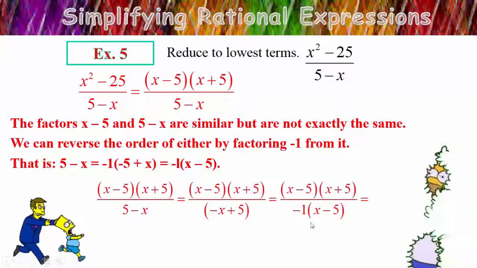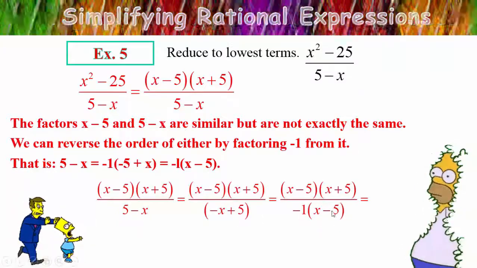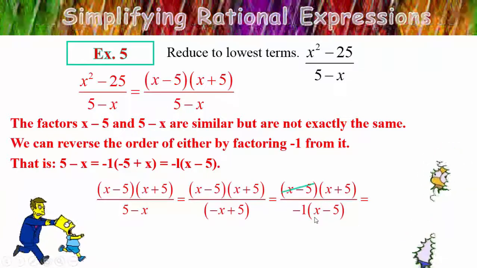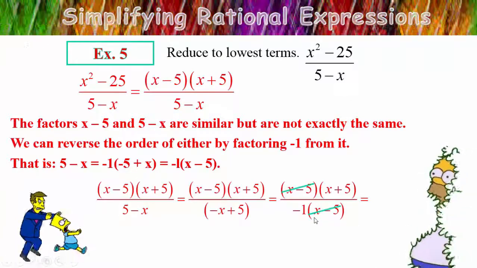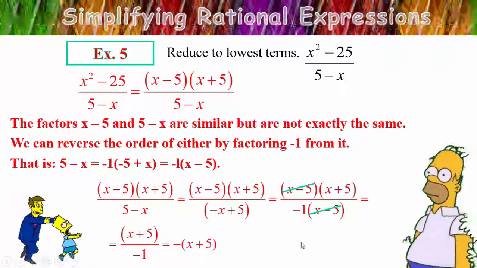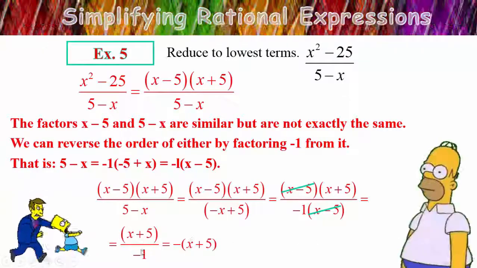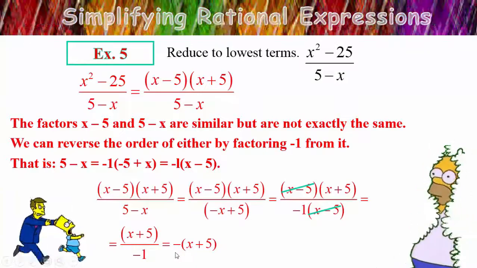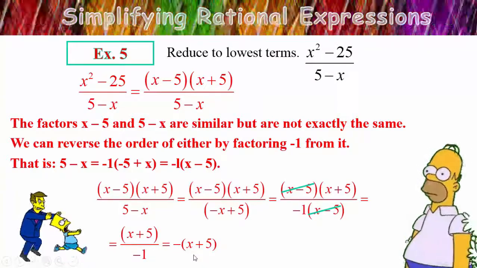I used a little trick down here, and you notice now we can start canceling because we realize that these two are the same, and then we get as our final answer x plus 5 over -1, which is the same thing as saying -x plus 5.